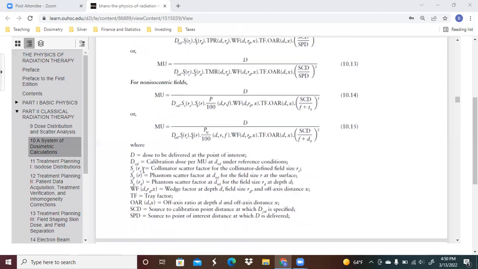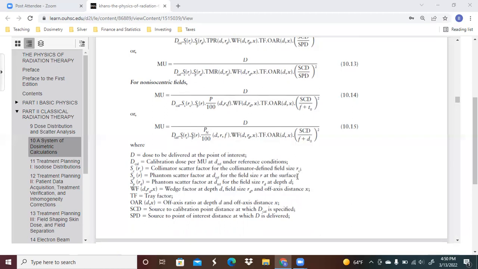S sub C at R sub C is going to be your collimator scatter factor for the collimator defined setting, field size R sub C, and that's what that is. So that's going to be another factor. Then you move on to the scatter factor for the phantom. So the S sub P at R is the phantom scatter factor at the reference depth.